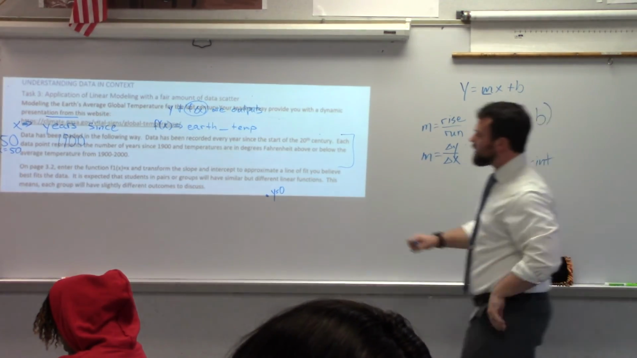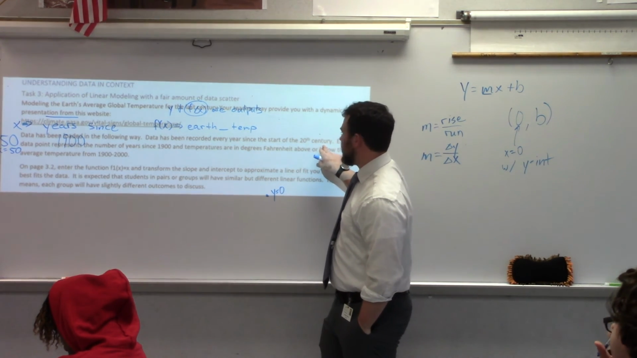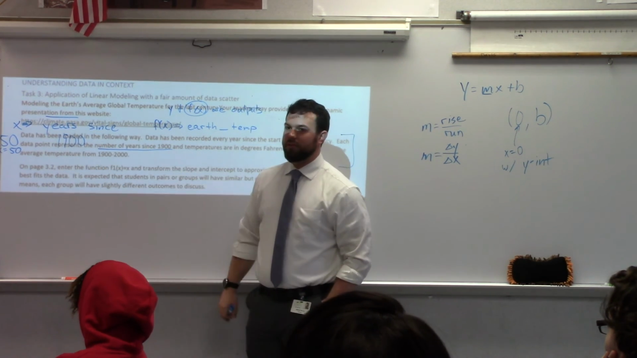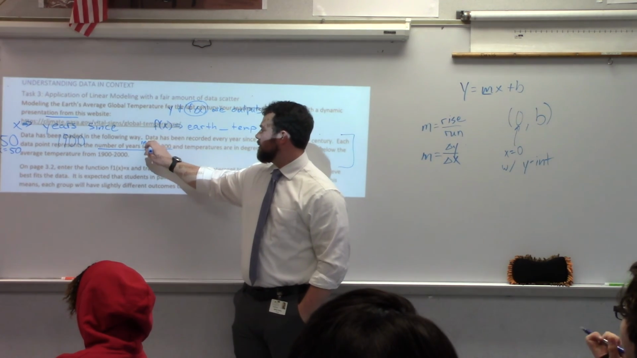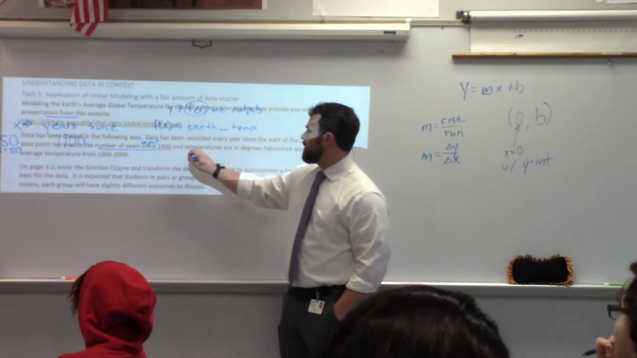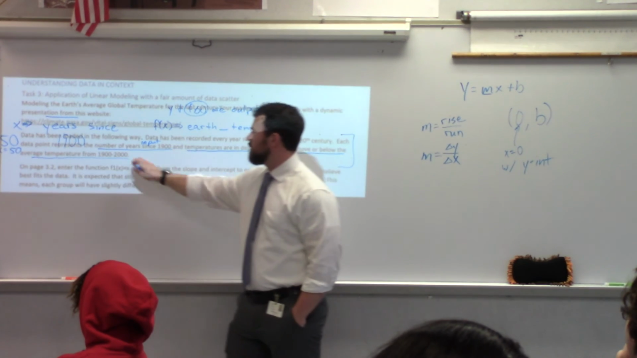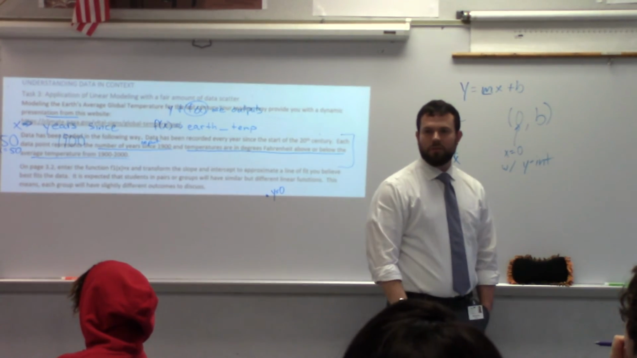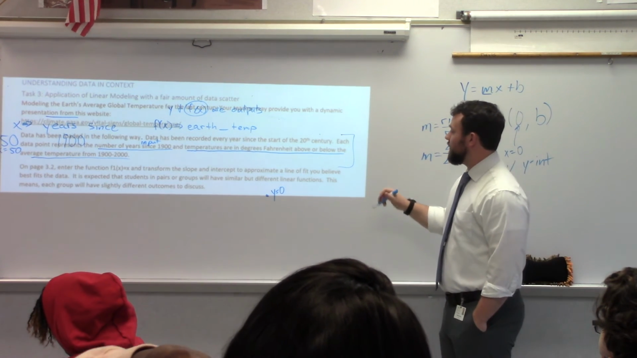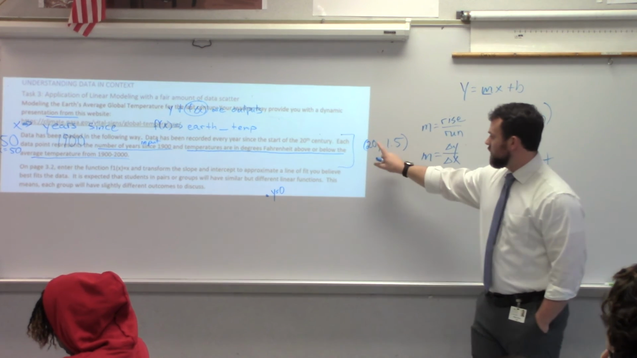It wasn't just Earth's temp. If you look right here, data has been recorded every year since the start of the 20th century. Each data point represents the number of years since 1900. There's my input, right? That's what we said was the input. And is that just Earth's temperature? No. It's not just an average. If I have 20, 1.5, that is 20 what?